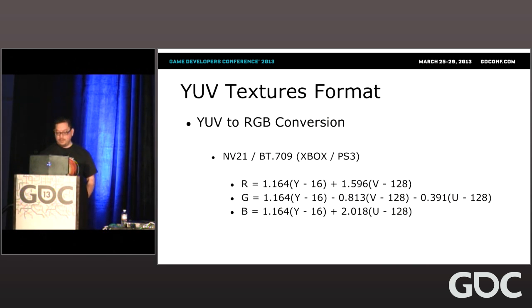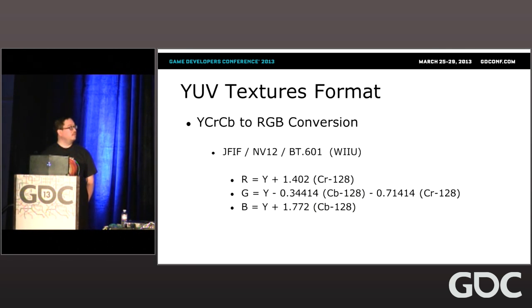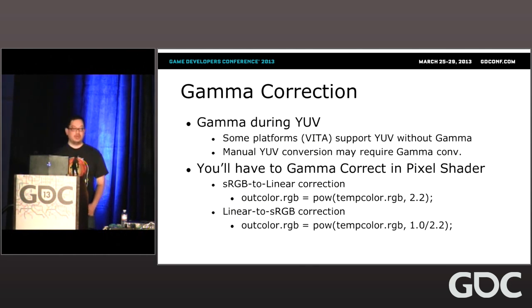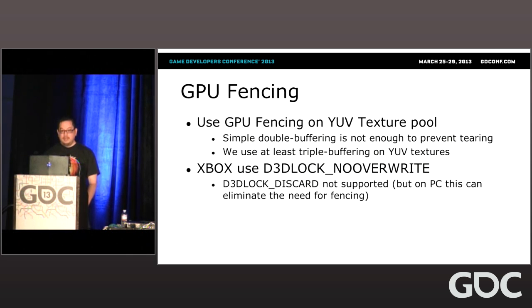I'm just going to show you 2 formulas here, but you can find these in any SDK documentation. This is NV21, and this is NV12. Another thing we do is gamma correction, and we could do that in the shader, because some platforms like Vita supported the YUV conversion but didn't do gamma correction. So basically, we just add a line like that to the bottom of our shader, and that did the gamma correction for us. The next thing I'm going to talk about is GPU fencing.